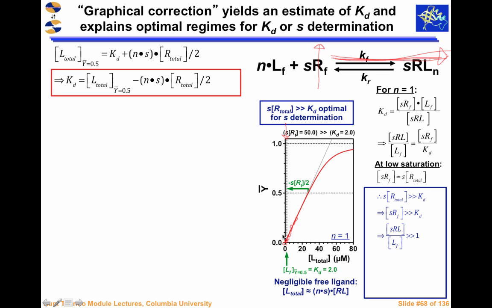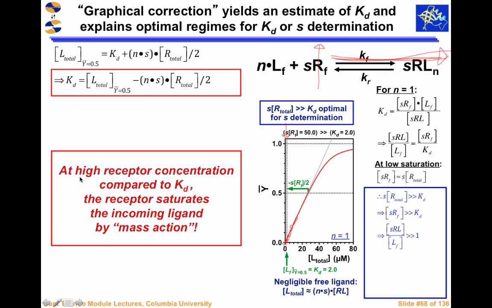So even at this point, you're going to have a 22 to 1 ratio of bound ligands to free ligands. So as additional ligand comes in, it's going to partition into the bound state 22 to 1. This is just recapitulating algebraically what I said before in terms of qualitative chemical analysis. Under this condition, with a lot of receptor compared to Kd, the receptor saturates the incoming ligand, it's all bound. So high receptor concentration compared to Kd, the receptor saturates the incoming ligand by mass action. We can prove that or consider that algebraically with this kind of math.